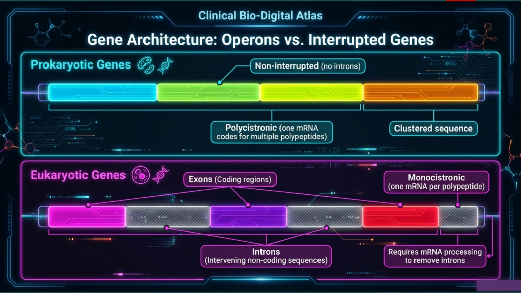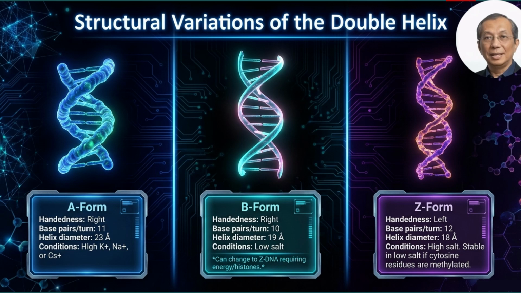While the iconic B-form double helix is the most common representation of DNA, it's important to recognize that DNA can adopt various structural variations.